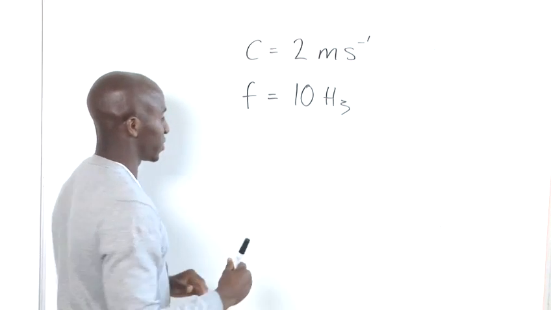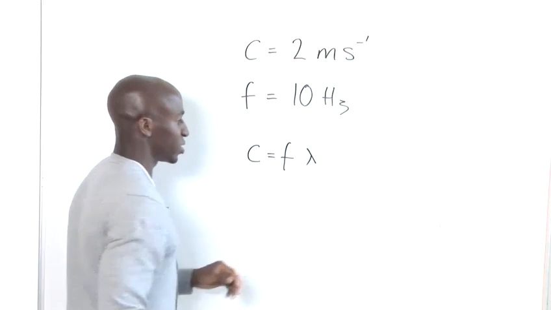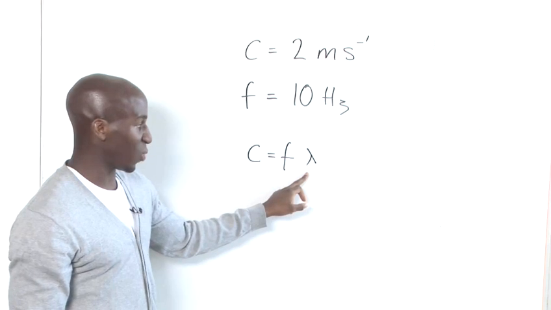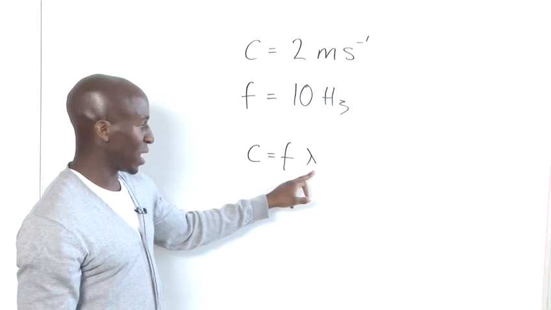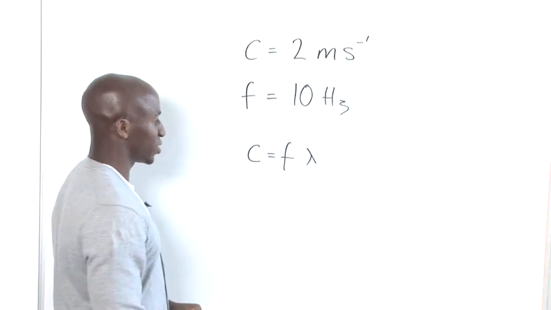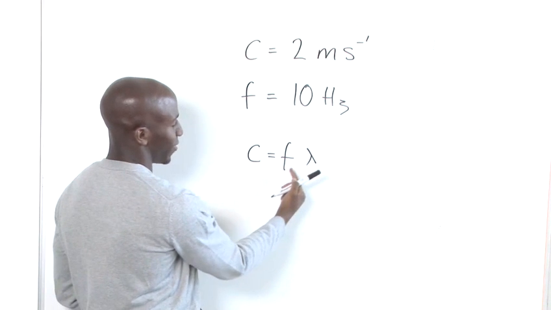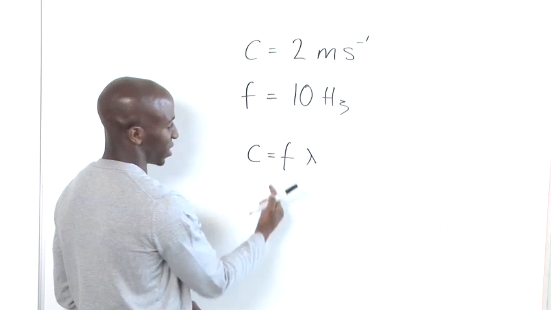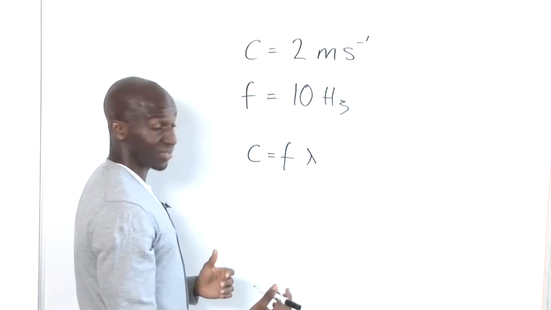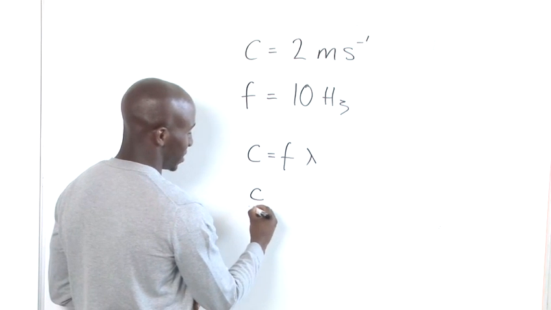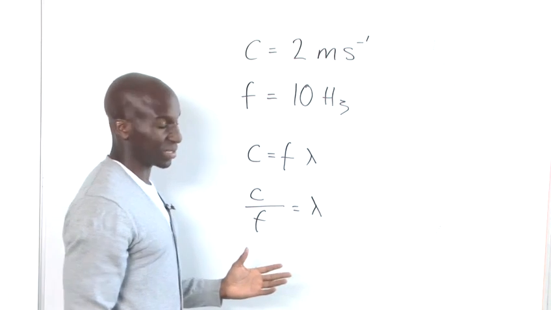So going back to our original equation, we can see C equals F lambda. So if we want to calculate lambda, which is our wavelength, we'll need to rearrange this equation to obtain the wavelength as the subject. So you can see F, which is the frequency, is multiplying by lambda here. If we want to take F to the other side of the equal sign, we will note that it has to perform the opposite operation of multiplication, and that is division. So we've got C divided by F equals lambda, and that's the basic rearrangement.